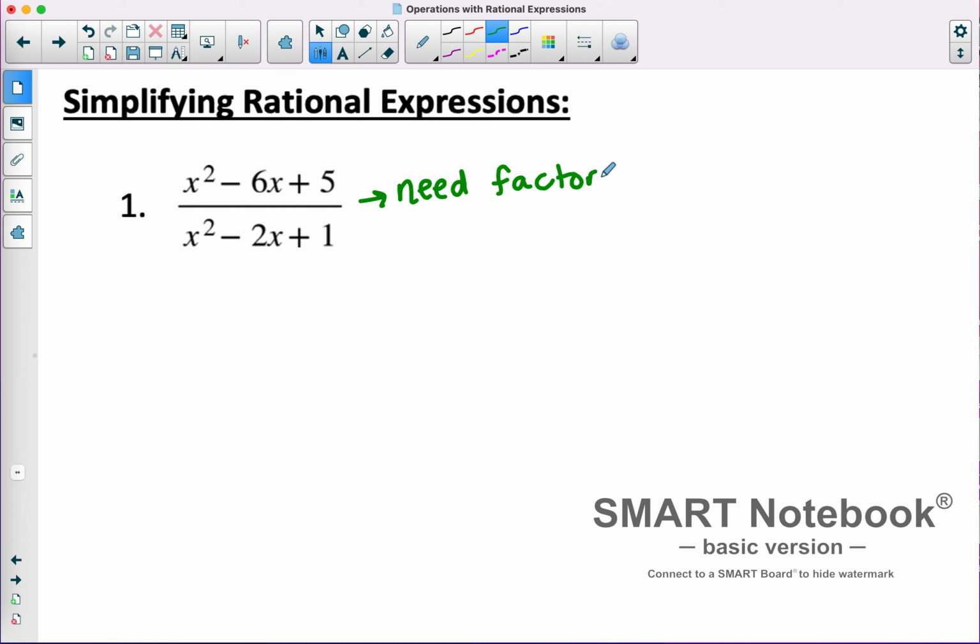Now, if you need to practice factoring a little bit more, there are practice pages of just factoring and a video explaining going back through some of those prerequisite skills.